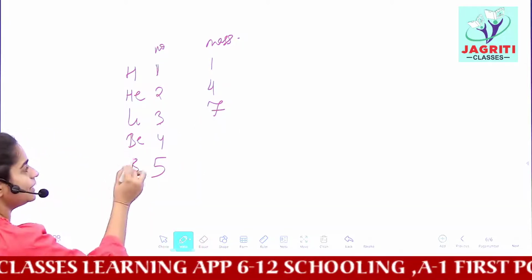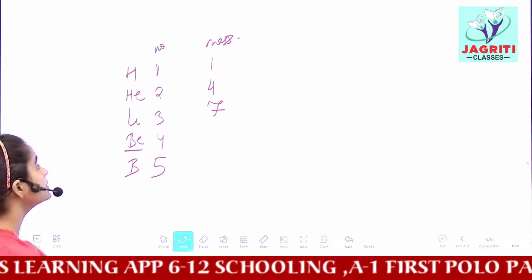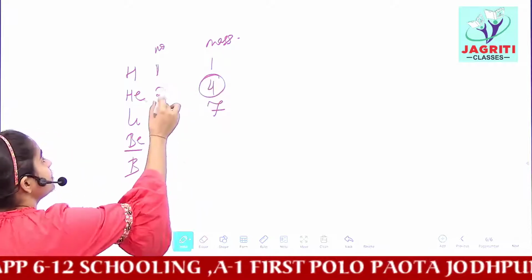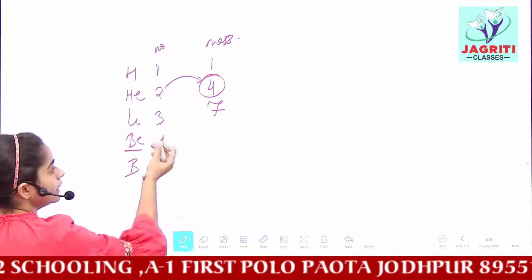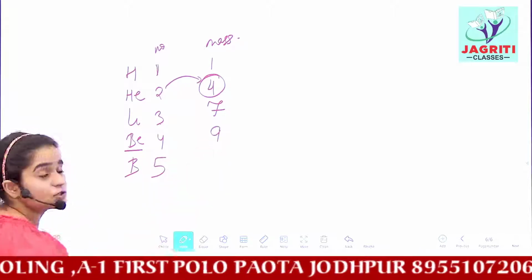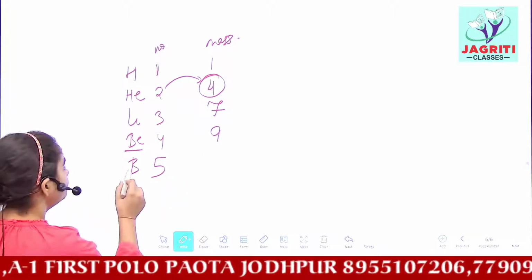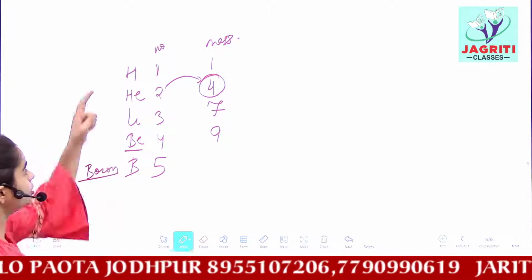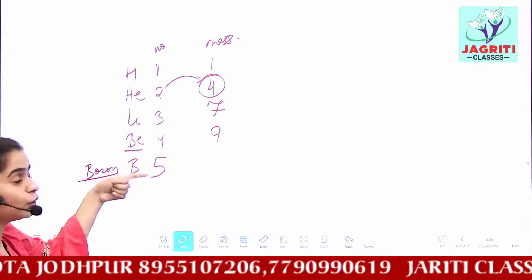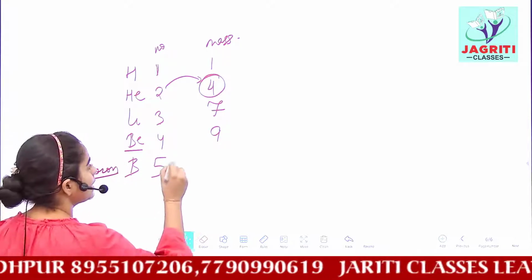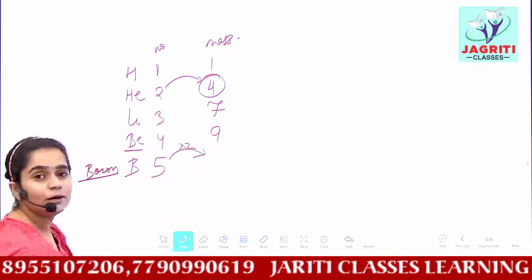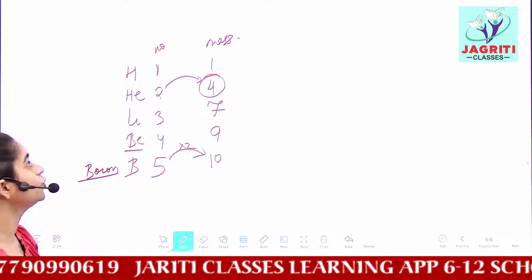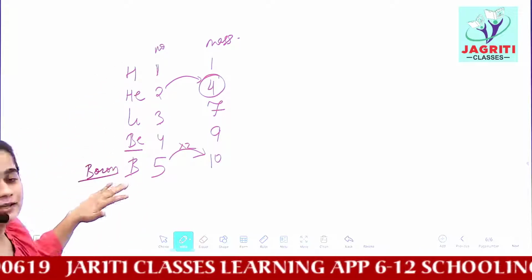Then you have beryllium. For beryllium you have a mass of 9 units. And for boron, the mass is just double: 5 into 2, you get a mass of 10 units. Hydrogen, helium, lithium, beryllium, boron. These are the first 5 atoms.